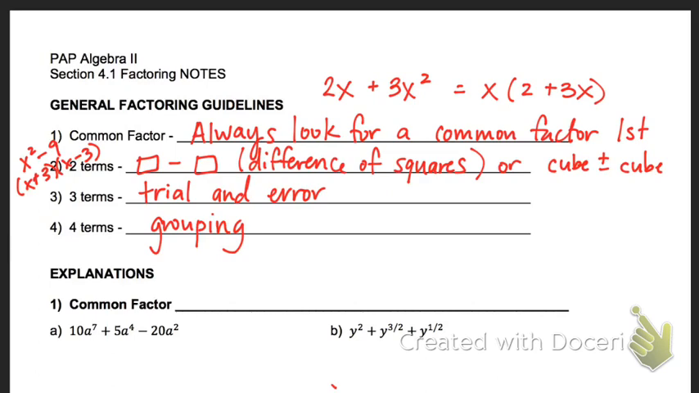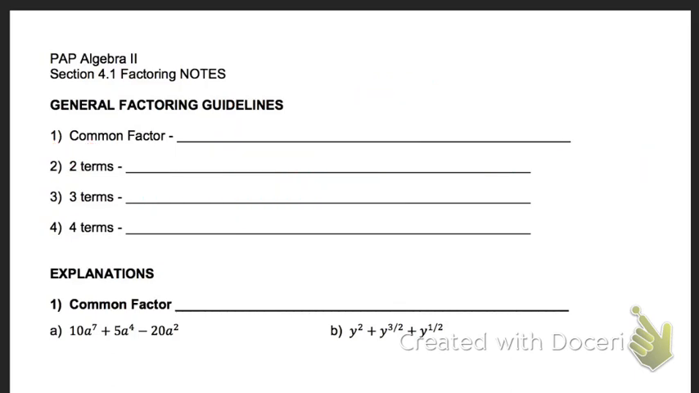So we're going to go through individually each type of factoring, and then you'll know which one. Like if I only have 2 terms, then it's only going to be a difference of squares, difference or sum of cubes. If I have 3, I have to trial and error it. And if I have 4, then I have to factor by grouping. So we're going to go through each one and kind of see what those look like.